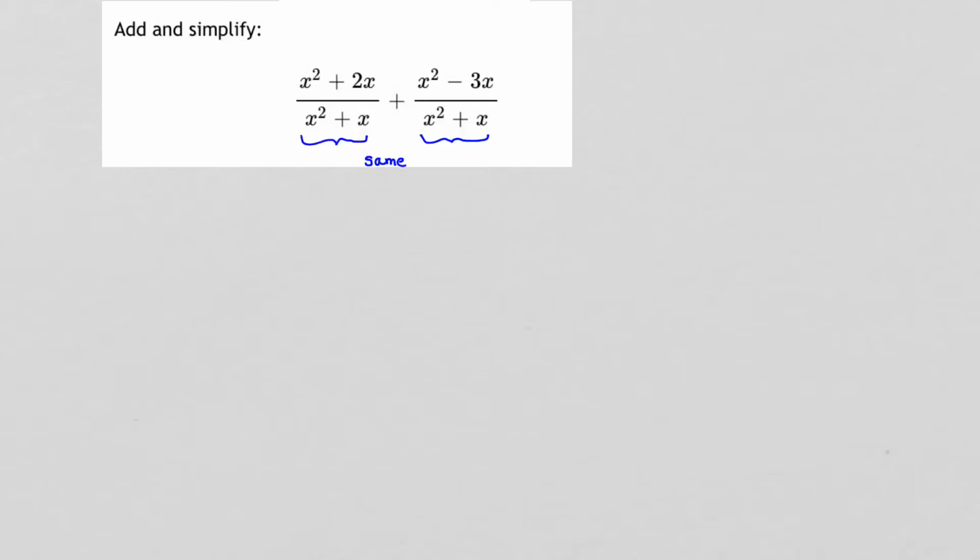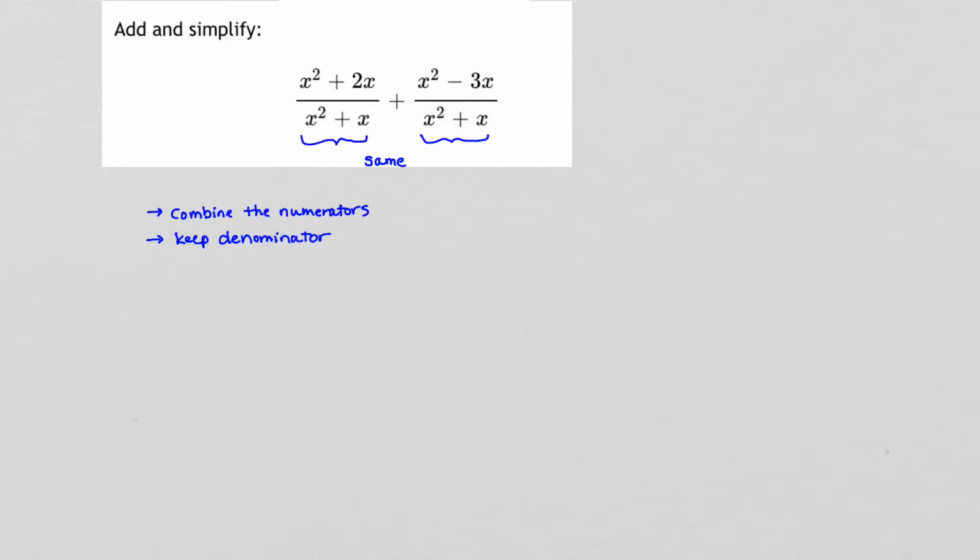All we have to do when we have common denominators is add the rational expressions by first combining the numerators. And then the second thing we're going to do is keep the denominator just as it is. So we're just going to keep the denominator the same. Let's go about doing this.